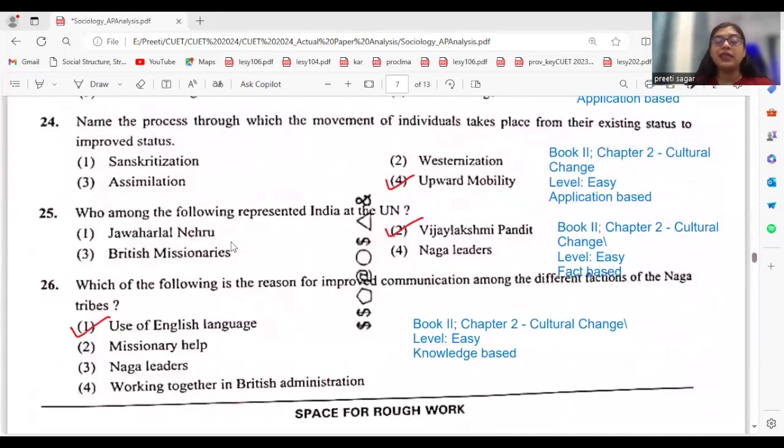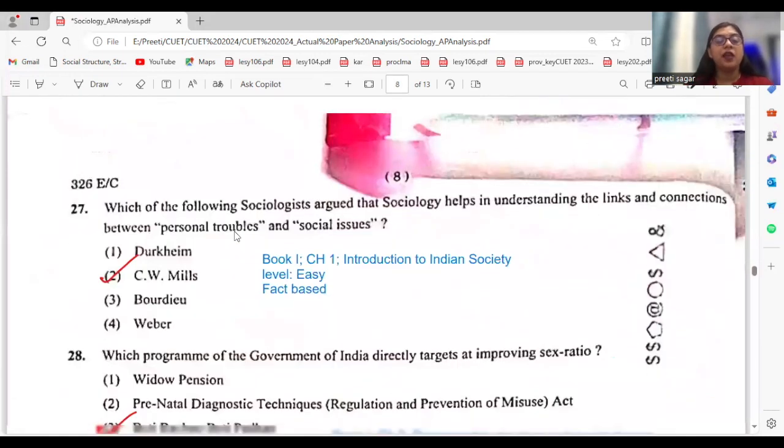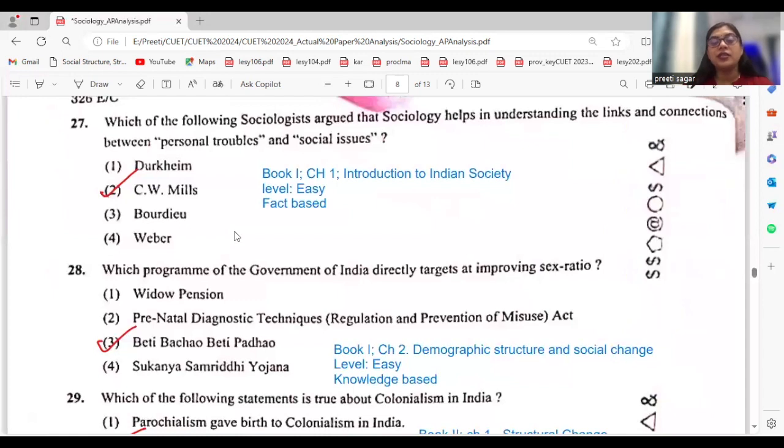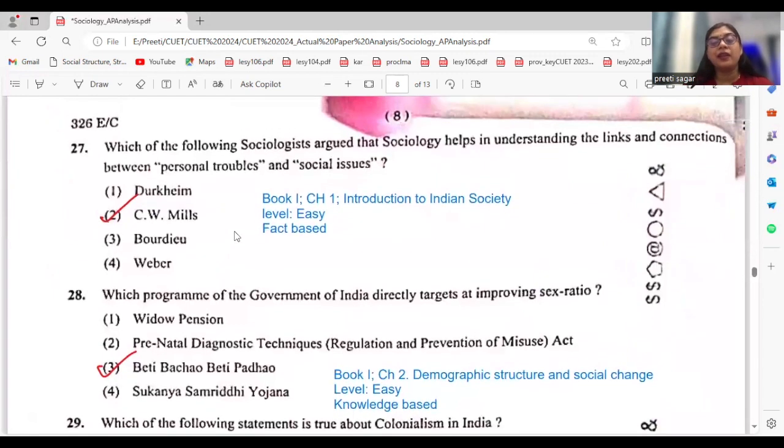Which of the following is the reason for improved communication among the different factions of the Naga tribes? That is use of the English language. Because English language is the medium of communication among the different factions of the Naga tribes. So option 1 is the right answer. Next is, which of the following sociologists argued that sociology helps in understanding the links and connections between personal troubles and the social issues?